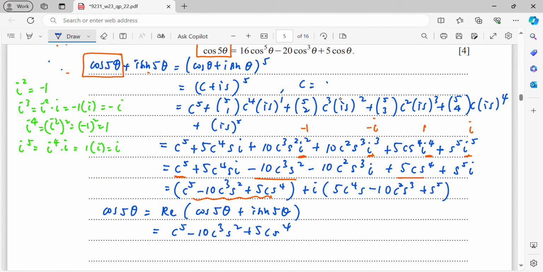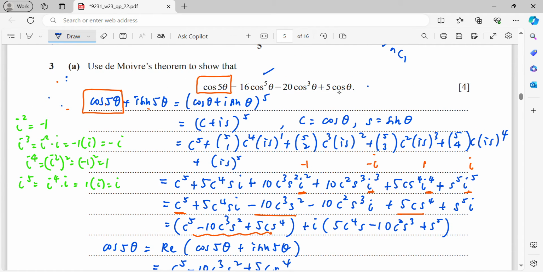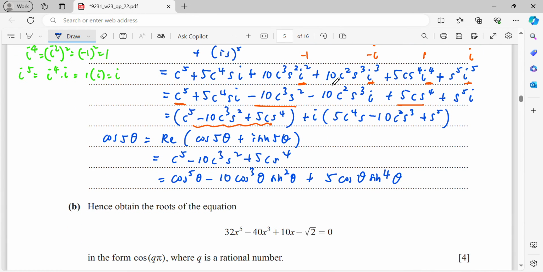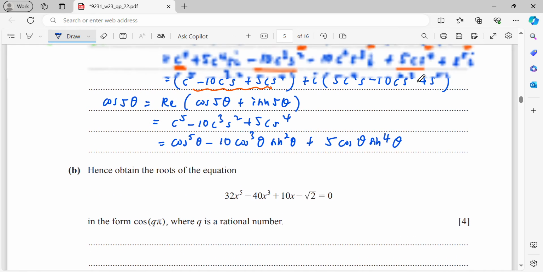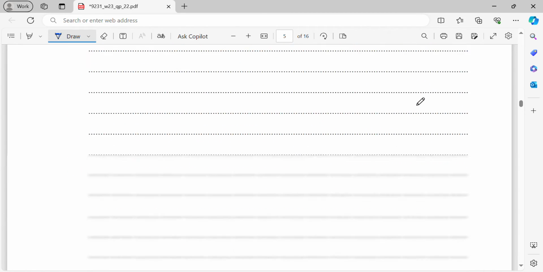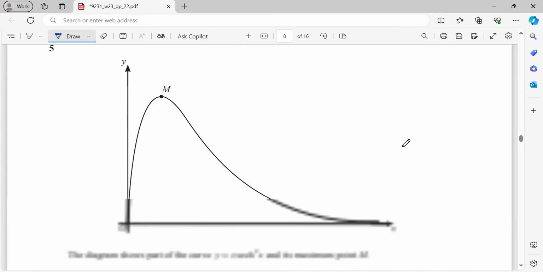Okay, here I should write c is cos theta. Then the s is sine theta. So here I will get cos^5 theta minus 10 cos^3 theta sine^2 theta plus 5 cos theta times sine^4 theta. But then when you look at the question, here just in terms of cos, okay, cos theta, there's no sine. Therefore, I need to simplify this. So that means, okay, now here I need more space. So I will just continue at the back, right? So I will copy all this and continue here.